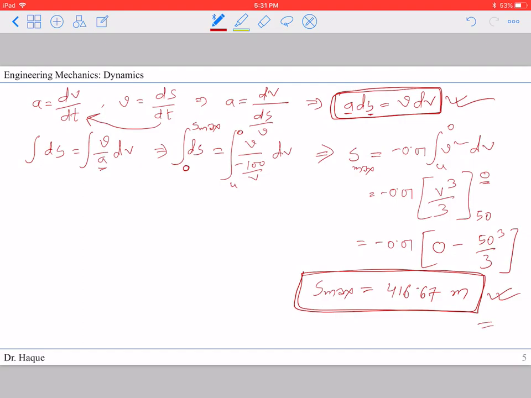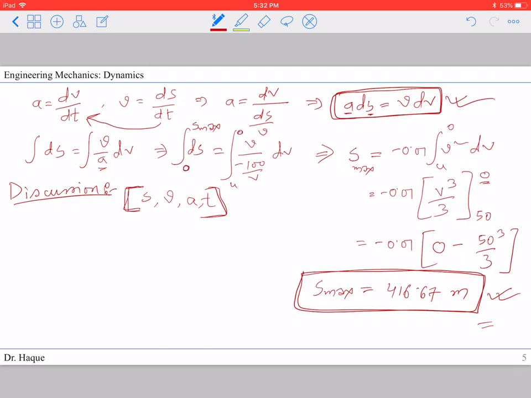Now let's do some discussion on the problem, so that we can understand the problem better and use this understanding to solve other different problems. We have learned in the previous theory class the basic concepts: position or displacement, delta s, velocity, acceleration, and time. So these are the four variables we can play with.